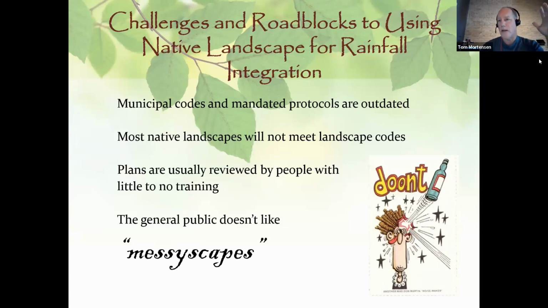They're so outdated and they don't incentivize using green infrastructure or native landscape to manage stormwater. It doesn't exist in their code. They just have a typical stormwater management approach, which is probably outdated and just based on pipes and ponds rather than native landscape. And then there's also that aesthetic tolerance.